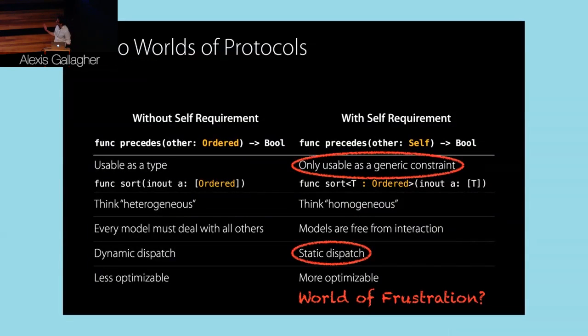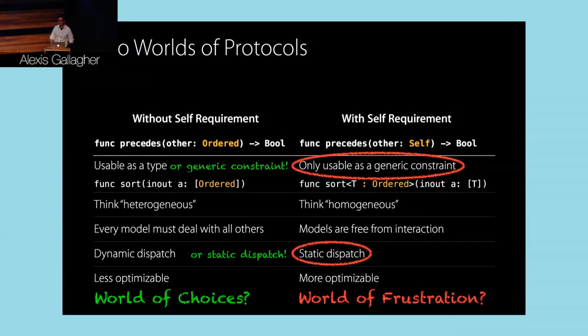And one thing I think this slide doesn't represent is that the other world, where you don't have PATs, is not limited to those things. Maybe this is the world of choices. Yes, you have the option of dynamic dispatch if you're using a plain protocol, but you can still do static dispatch as well. So you're not locked into dynamic dispatch on one side and static dispatch on the other. Actually, there's one side where you can do either, and one side where you're stuck with static dispatch. You could use types as generic constraints if you wanted to on the non-PAT side of the protocol world.